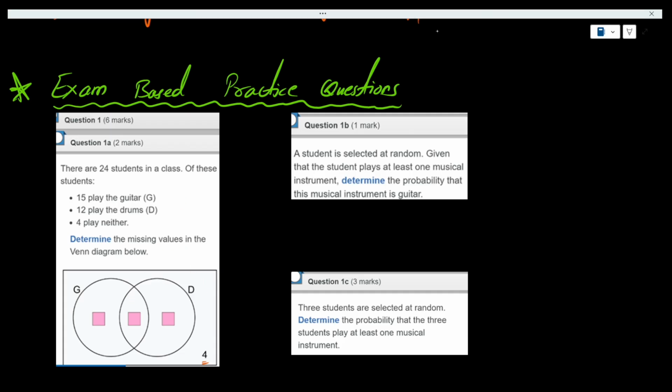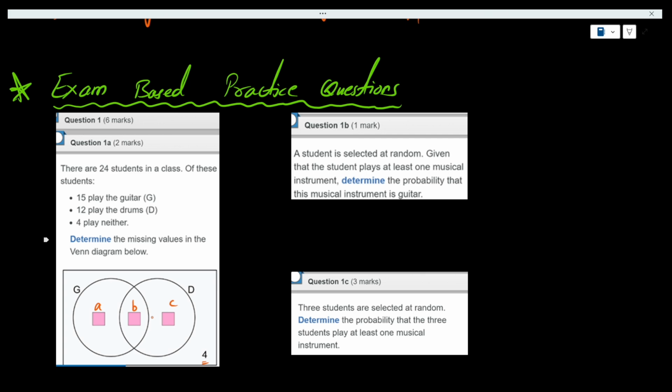Now you know that first you will always take the common part here. We don't have a common part, right? There are two circles here. How many missing values do you see here? There are 3 missing values, A, B and C, and B represents the intersection part. That means the students who play guitar as well as drums, right?